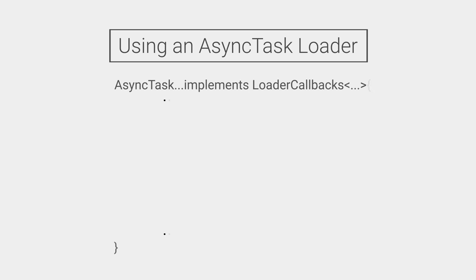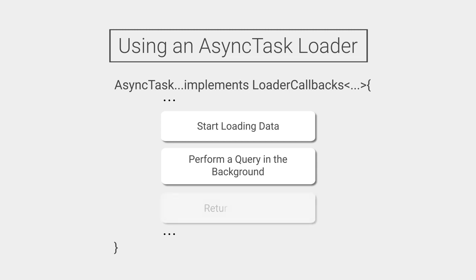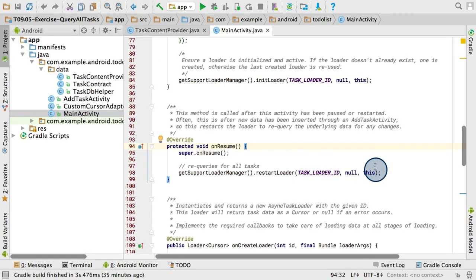This loader implements callback methods to start loading data, perform a query in the background, and finally return that data. We can also tell our loader to requery the task data whenever it changes, like when we insert a new task. In fact, in our main activity code, there's already a requery that happens in the onResume method. In the onResume method, we restart the loader so that anytime you leave the main activity and return, like when you go to add task activity to insert a new task, the loader will restart and update the UI.